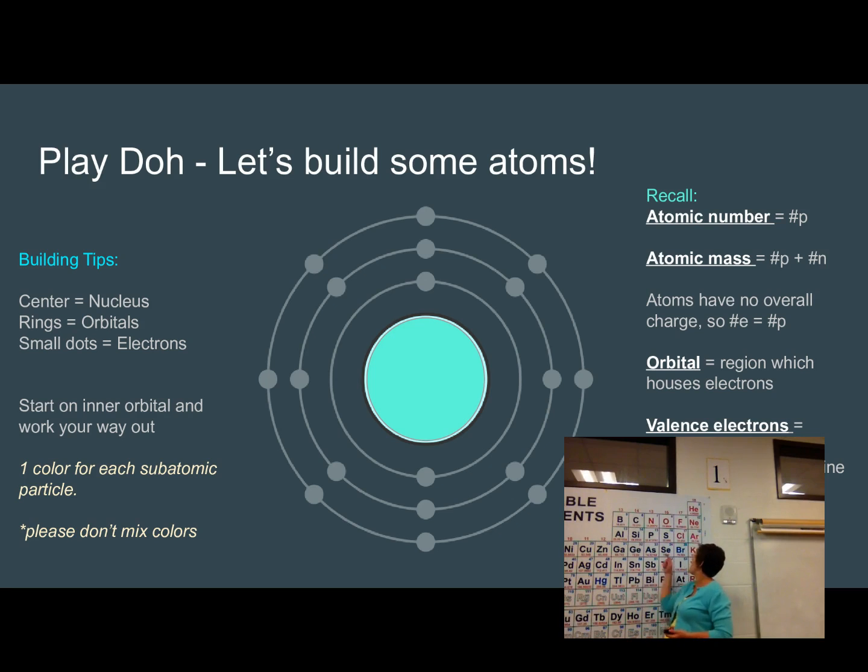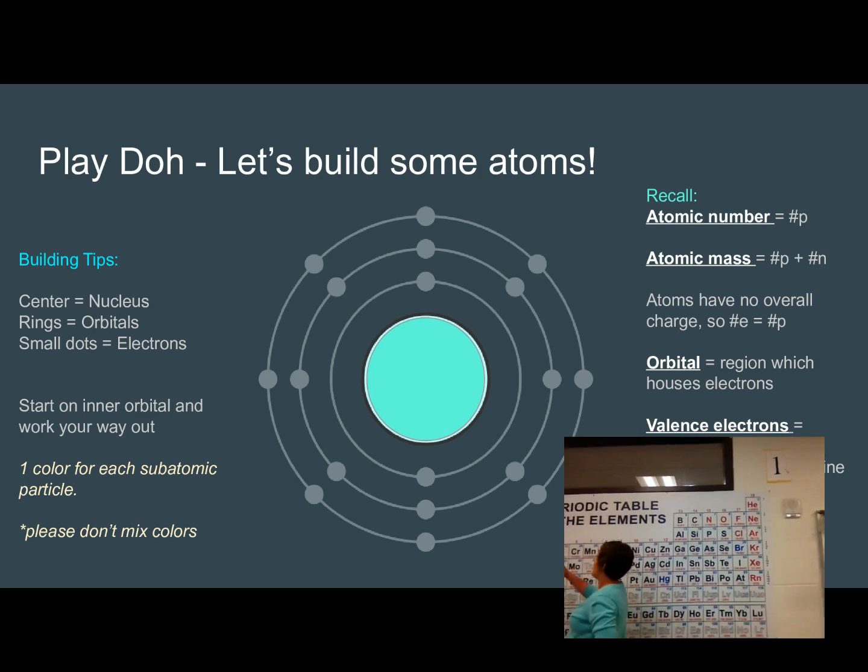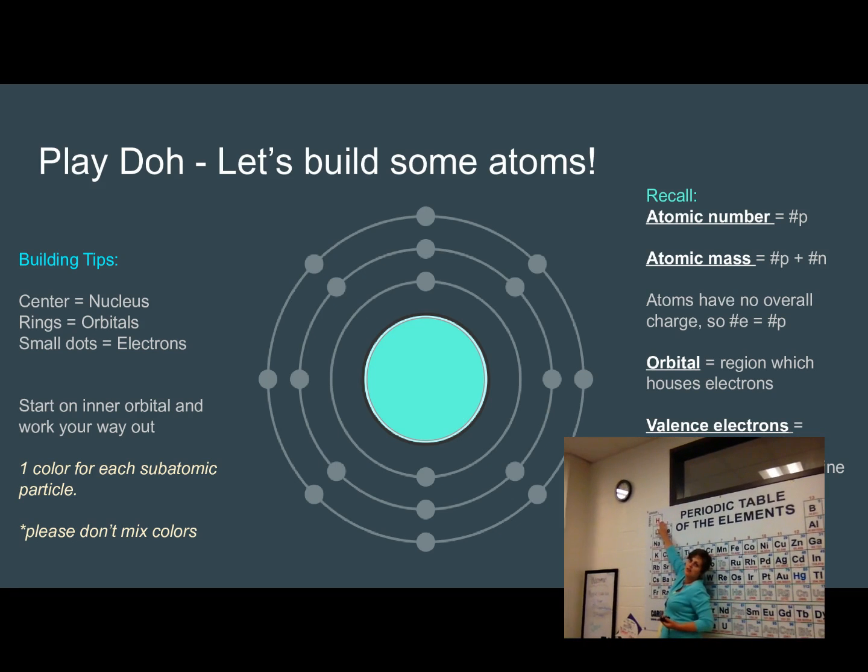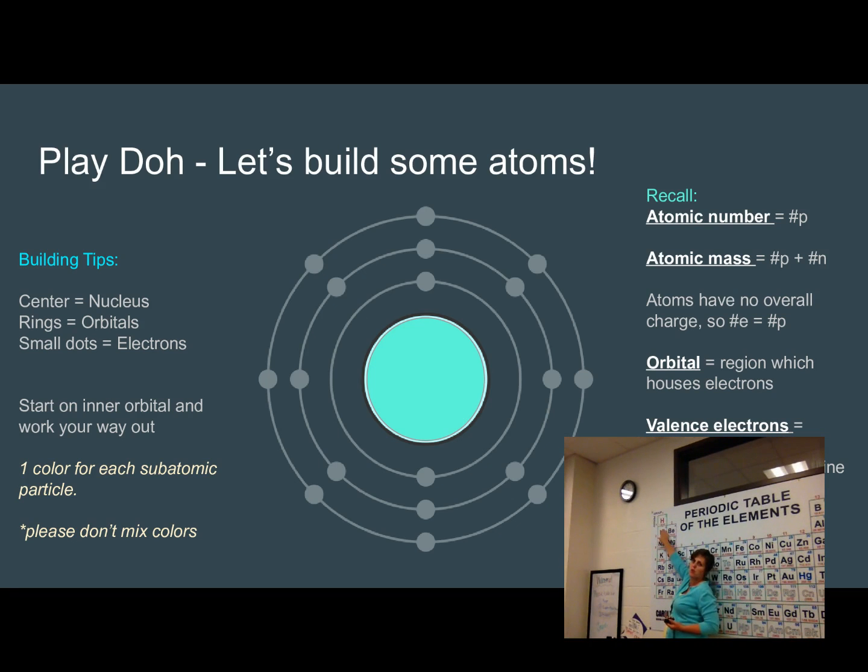And then your periods, remember, those are your rows, tell you how many orbitals, or those rings outside, your element actually has. So lithium will have 1 orbital that's full, and a second orbital with just 1 valence electron in it.